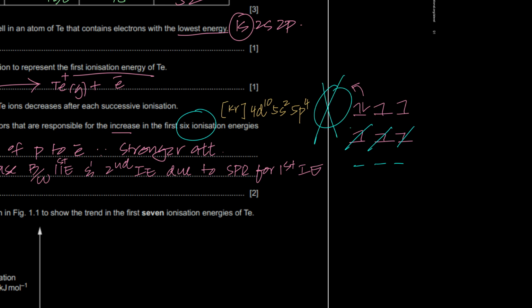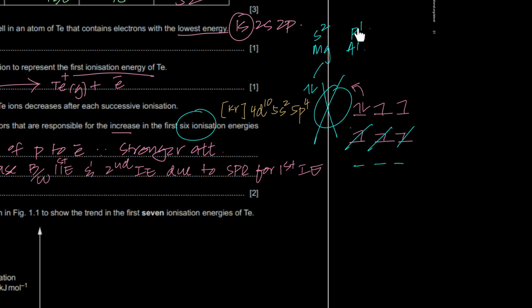Now I'm going to start to remove electrons from the 5s. Would there be a larger, not a big jump, but a slightly larger jump between the 4th ionization energy and the 5th ionization energy? I've seen something like this as well. Such a beautiful question. I've seen something like this as well between magnesium and aluminum. Remember, magnesium was s2, and aluminum was p1.